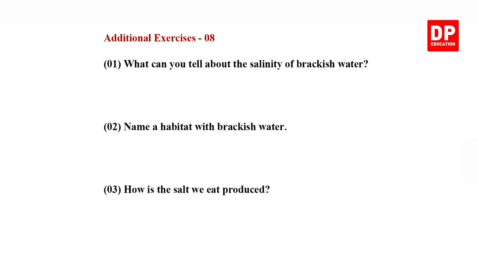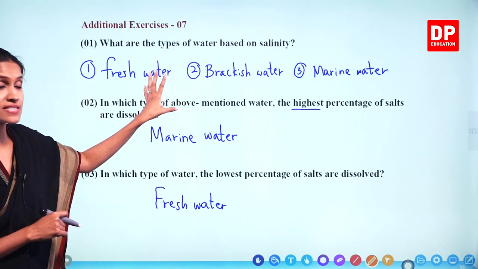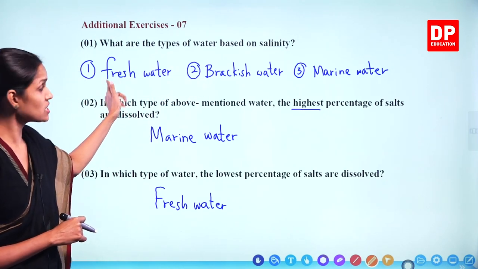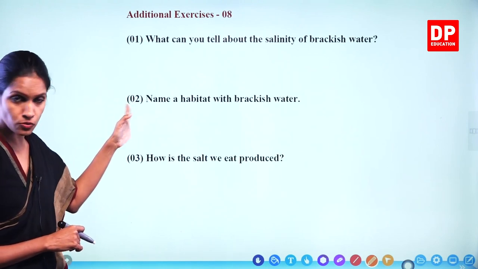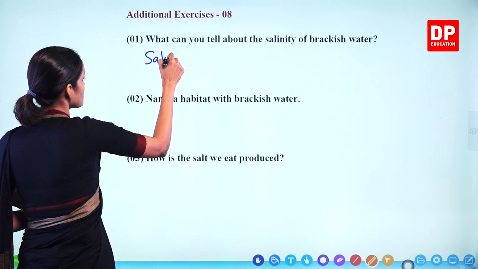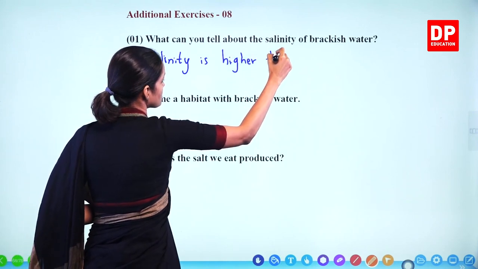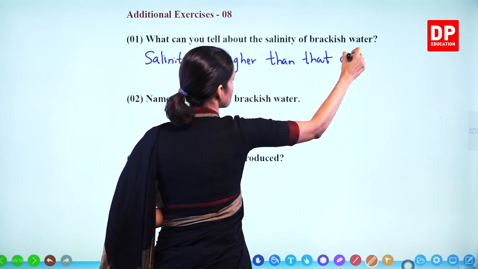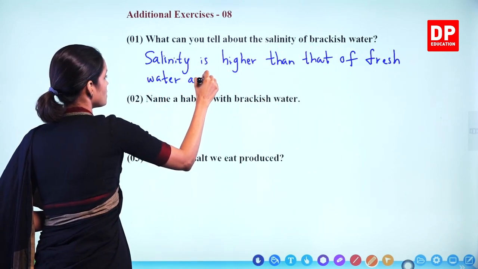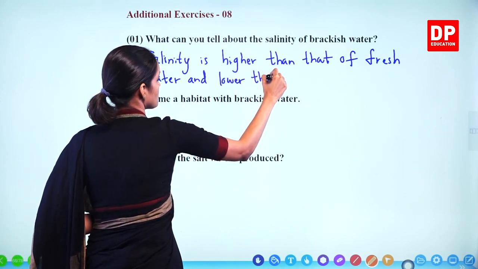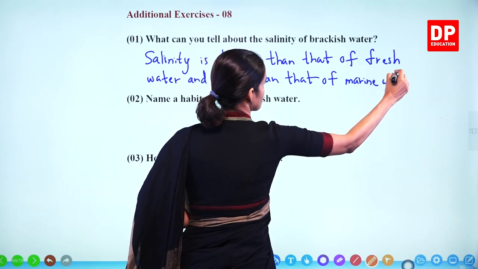Okay, the next question. What can you tell about the salinity of brackish water? The salinity of brackish water is higher than that of fresh water, but lower than that of marine water. So we will write: salinity is higher than that of fresh water and lower than that of marine water. All right.